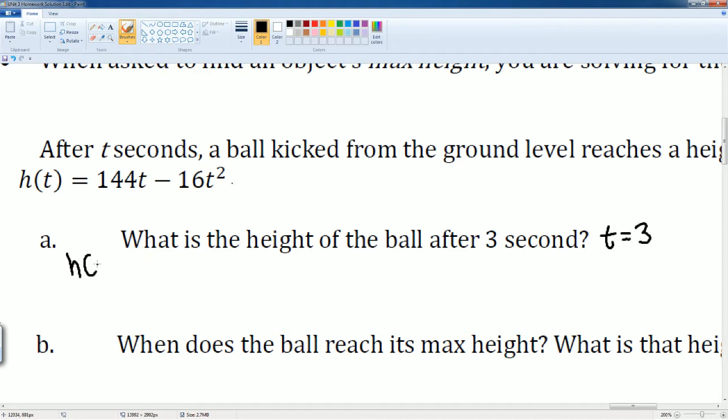So h of 3 seconds, wherever we see t, we make it 3. So 144 t minus 16 t squared. We're going to erase this t here, and we're going to put in that number 3. We're going to erase the t here, and we're going to write in the number 3. Once we do that, now we can just do the multiplication. 144 times 3.